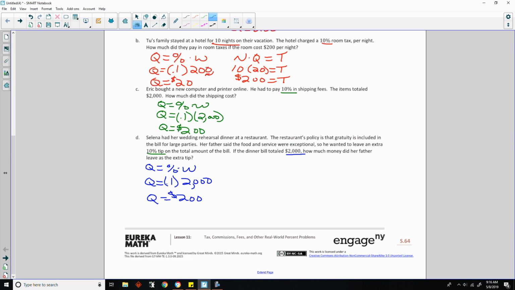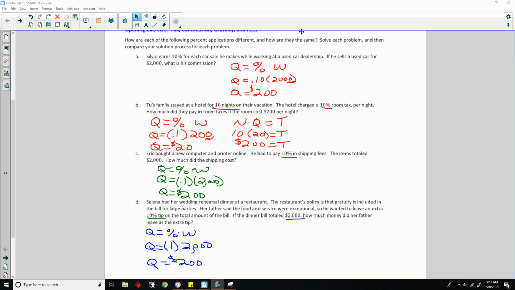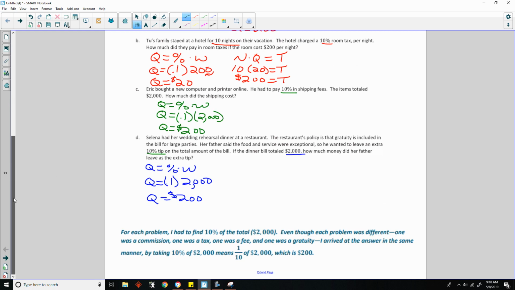Okay, now I'm going to go back to the top. It says, how are each of the following percent applications different and how are they the same? Solve and then compare your solutions. So A was $200, B was $200, C was $200, D was $200. So the answer to this is, for each problem I had to find 10% of a total, which was always $2,000. Even though each problem was different, one was a commission, one was a tax, one was a fee, and one was a gratuity, I arrived at the answer in the same manner. By taking 10% of 2,000, which means 1/10 of 2,000, which is $200.